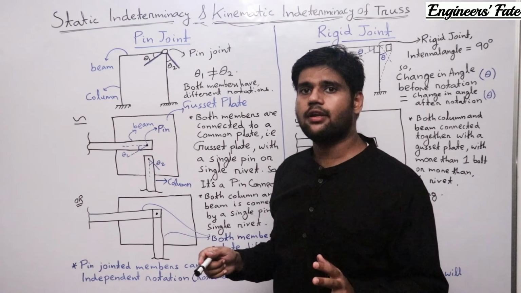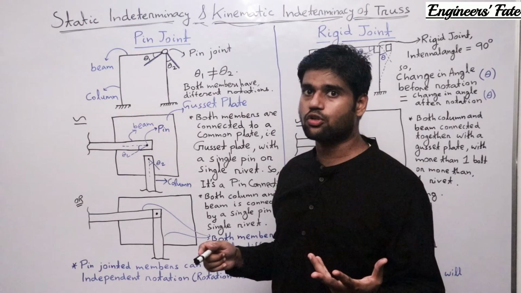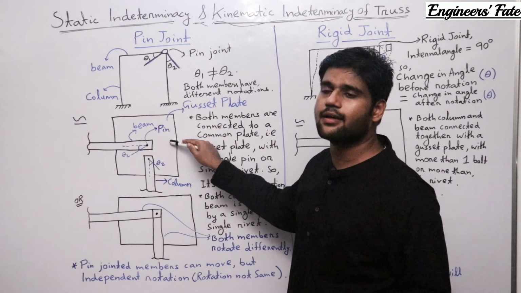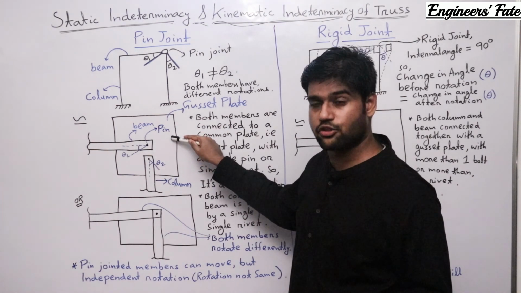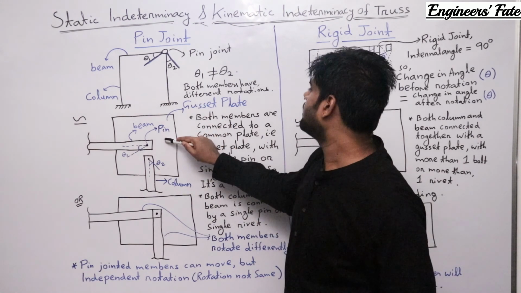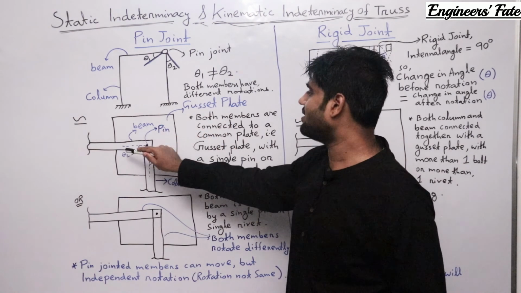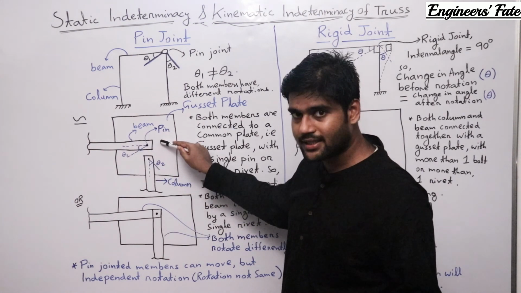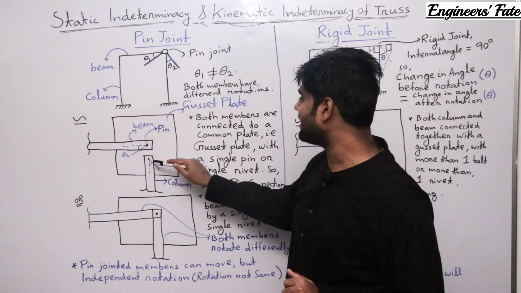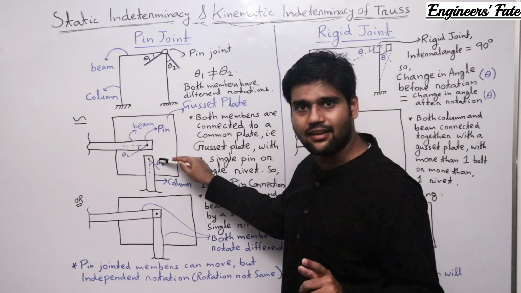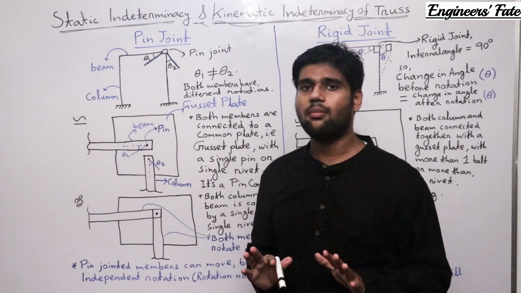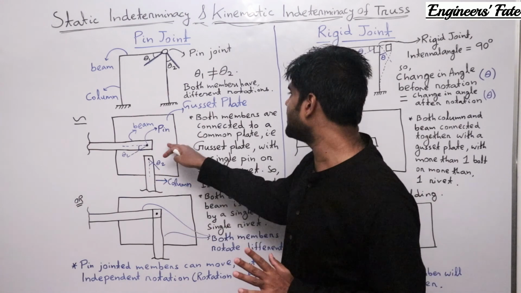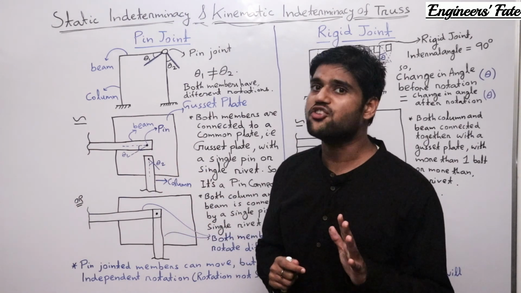But in actual practice, how does this pin joint look? You can see that this is a gusset plate. Gusset plate you have read in steel structures. So just assume that this is a gusset plate, and this beam is connected with a single pin or a single rivet, and this column is connected with a single pin and a single rivet, and both beam and column lie in the same gusset plate. Do you understand this? This representation is called a pin joint.